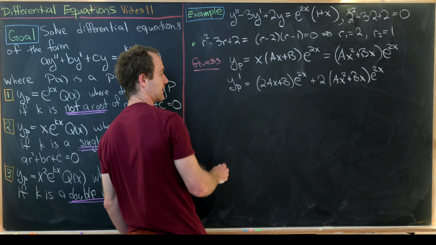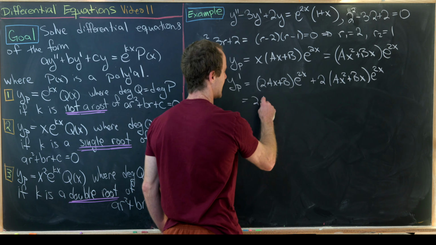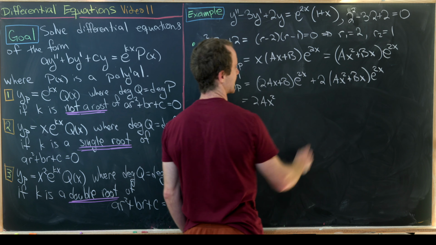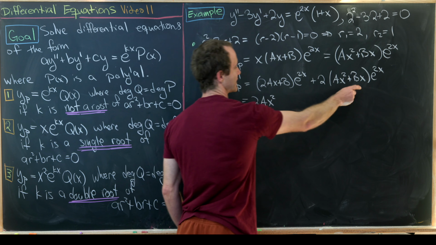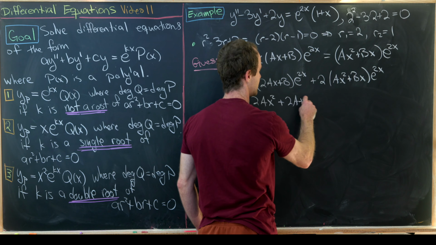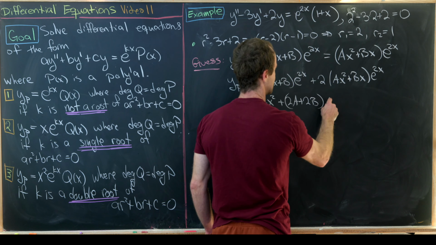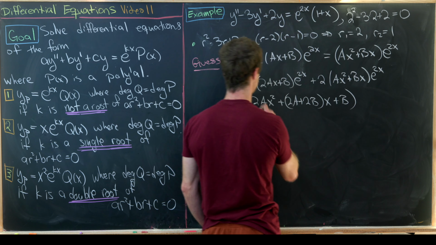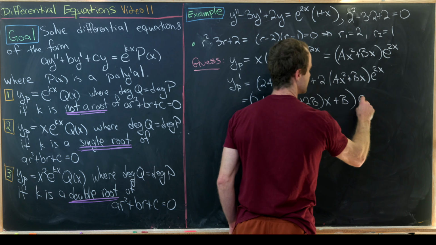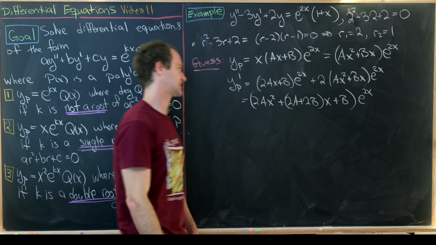So now we can combine like terms. We'll have 2ax squared, that's our x squared term. We have 2a plus 2b, so 2a plus 2b times x, and then we've got a lonely b, which is the constant by itself, e to the 2x.